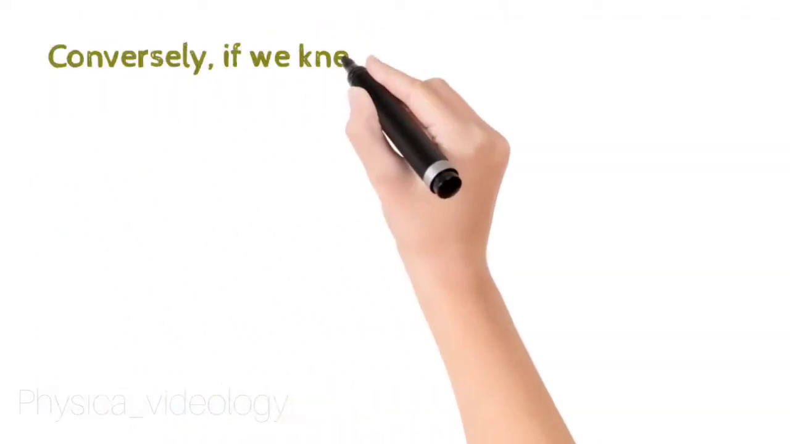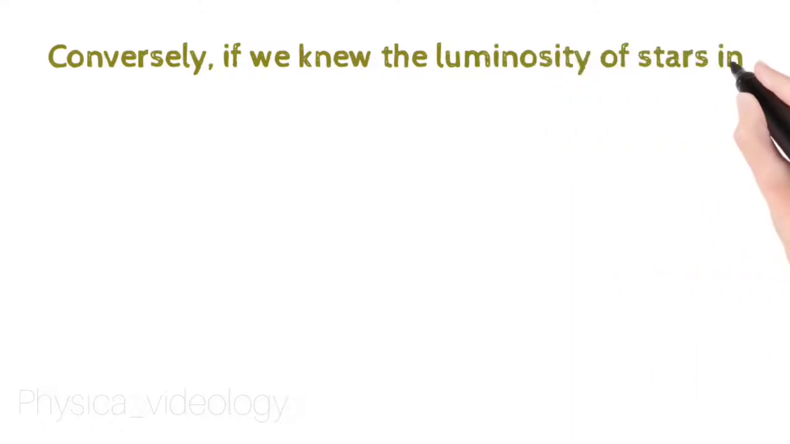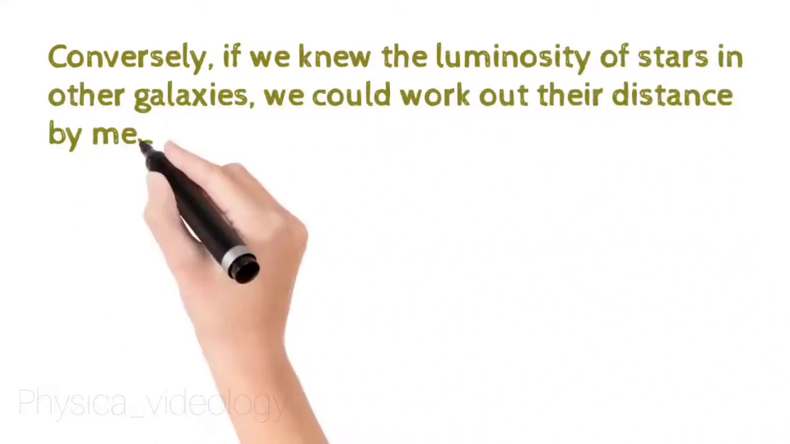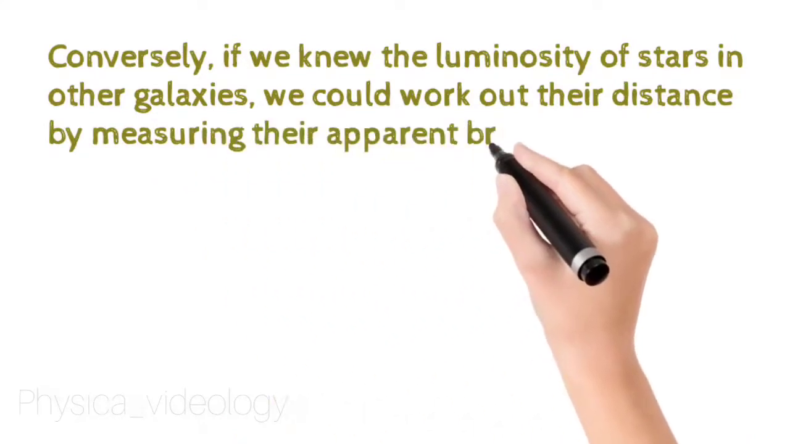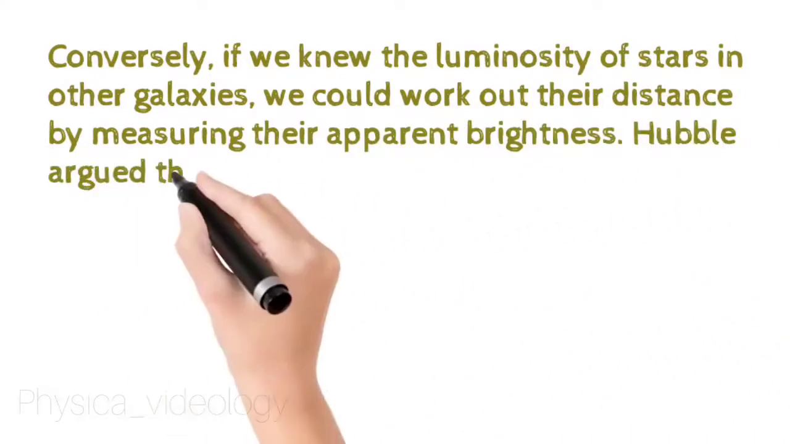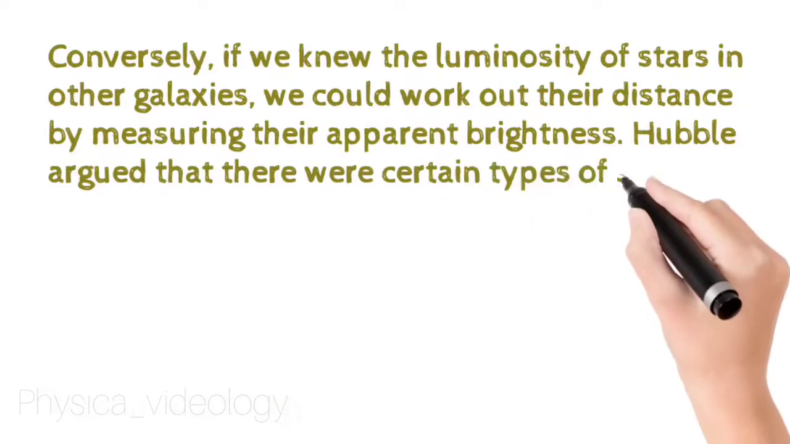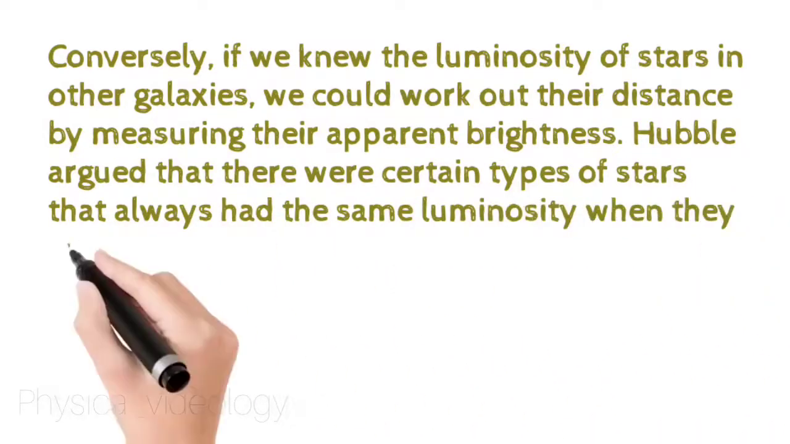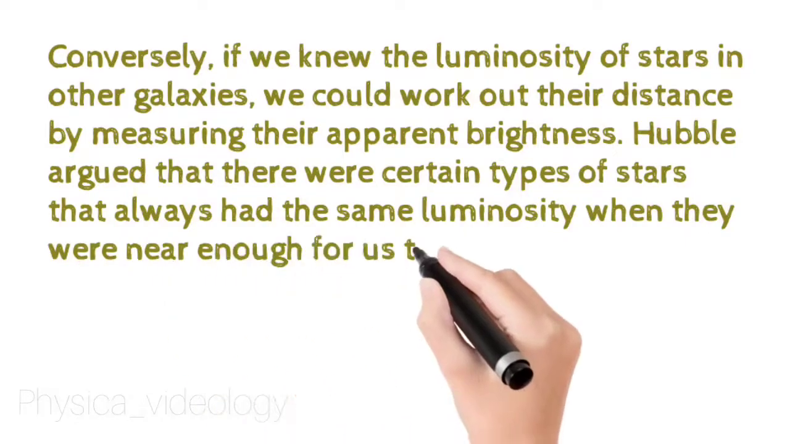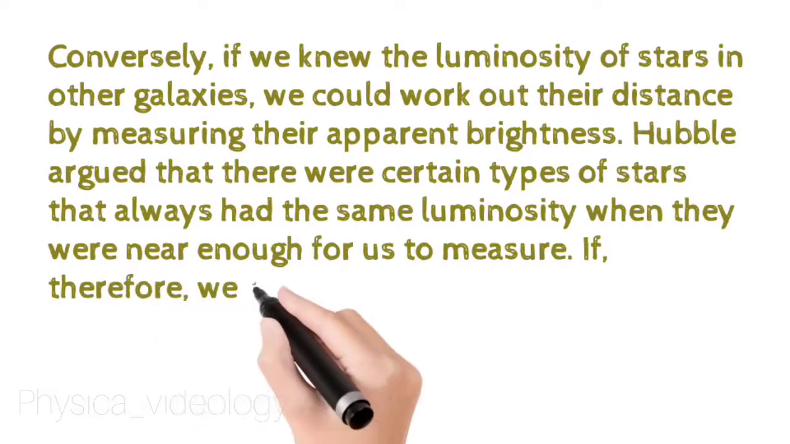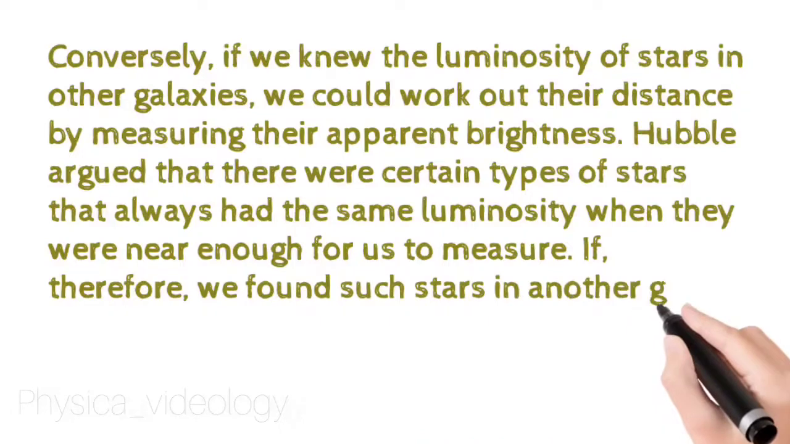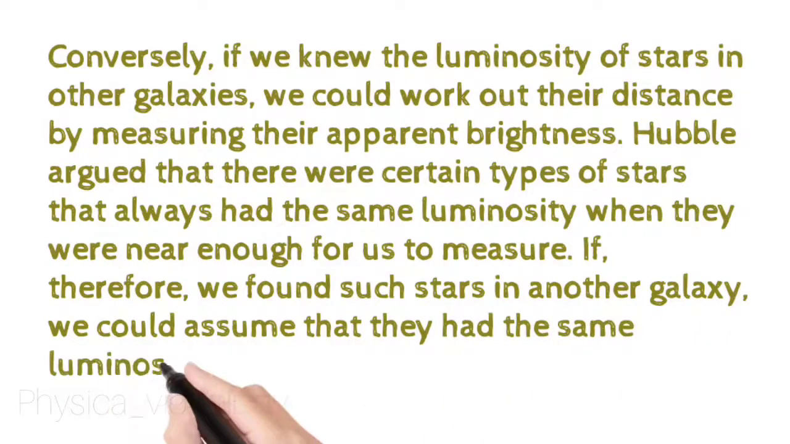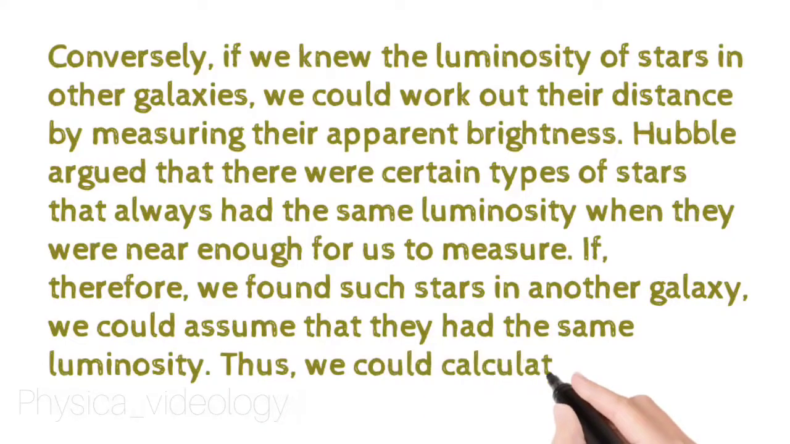Conversely, if we knew the luminosity of stars in other galaxies, we could work out their distance by measuring their apparent brightness. Hubble argued that there were certain types of stars that always had the same luminosity when they were near enough for us to measure. If, therefore, we found such stars in another galaxy, we could assume that they had the same luminosity. Thus, we could calculate the distance to that galaxy.